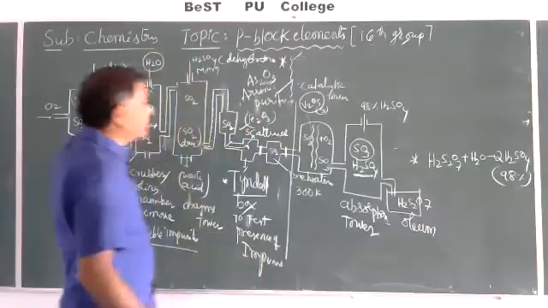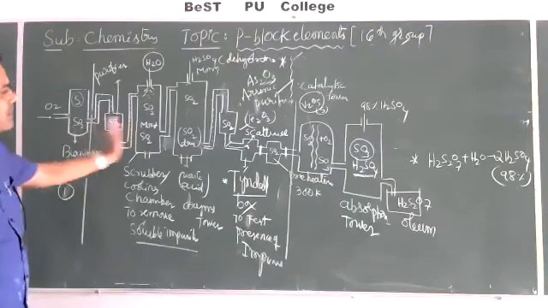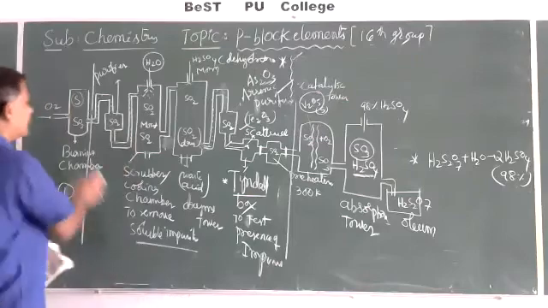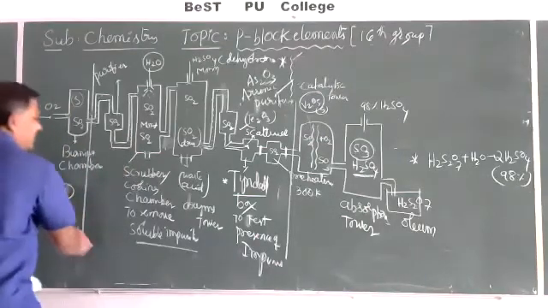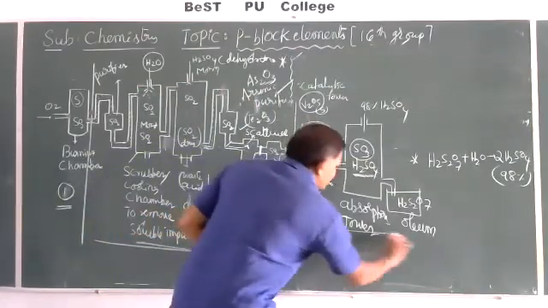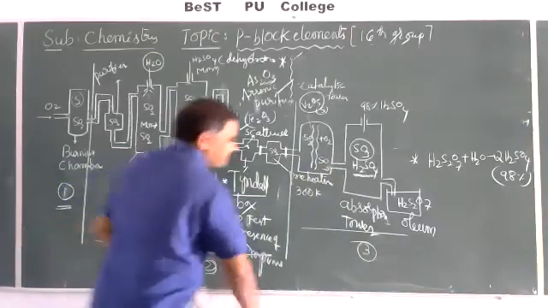This is a very, very important flow chart. Maybe in the examination they'll ask any one flow chart, any one part. Here three important areas are there. One is step 1, combustion; this is the purification; this is the catalytic and absorption tower. Three important steps are there.